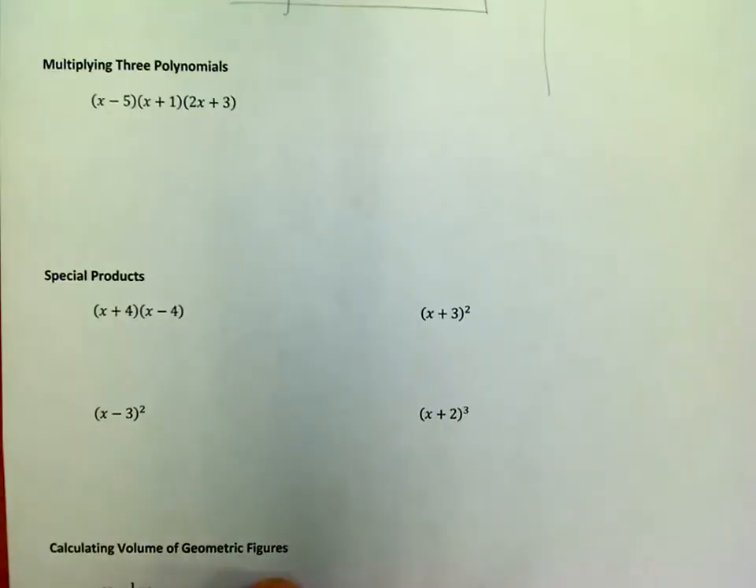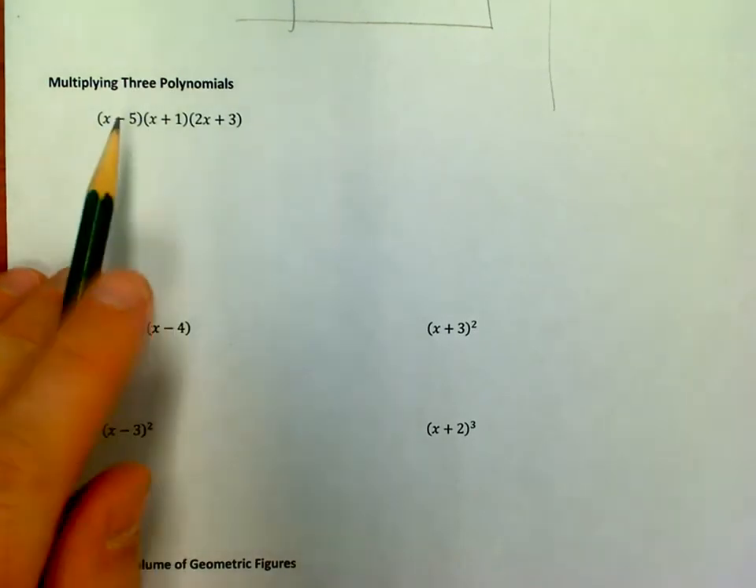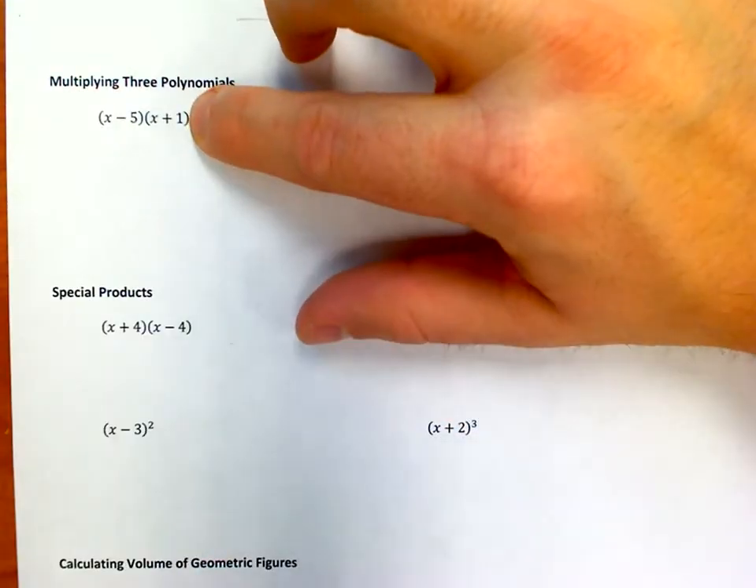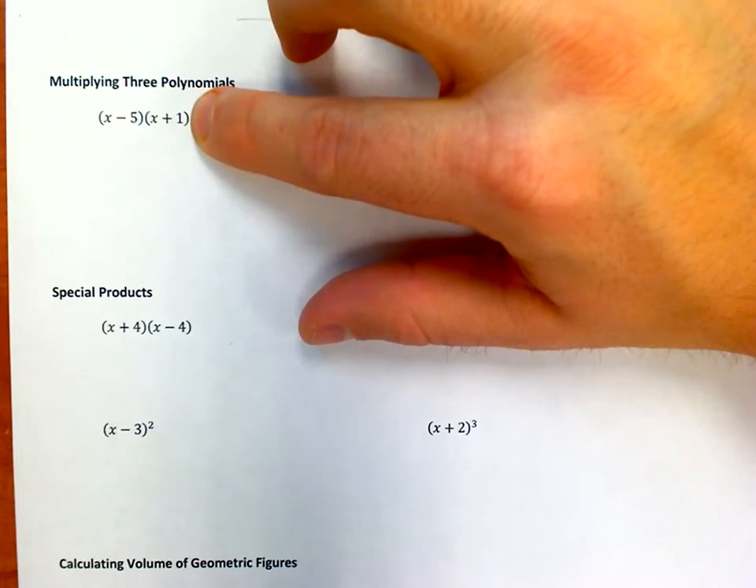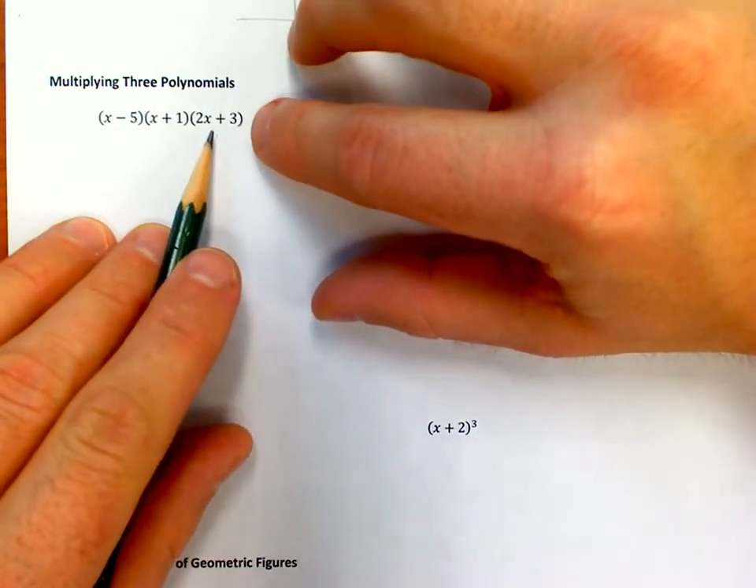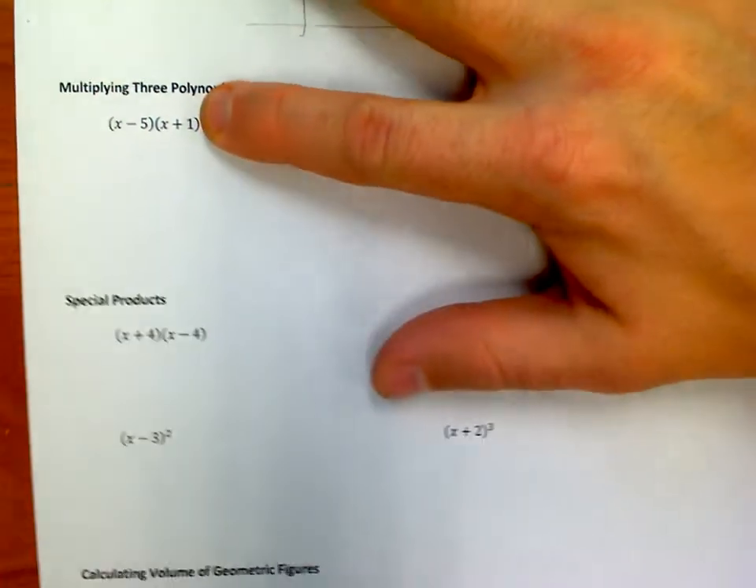I have three things that I'm multiplying together. I'm going to pick two of them, and I'm going to multiply them together. So maybe I'll just group those two for a second, and I'll FOIL them out. And when I'm done foiling them out and I've combined like terms and simplified that answer, then I'll do it one more time, and I'll throw in the 2x plus 3. So it's going to look like this. I'm just going to put my finger over this for a second.